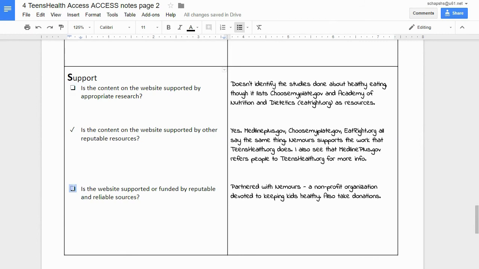I know that the Nemours site, after doing a little bit of research, is a really reputable site. Because they really work with them and they do a lot of the funding, I'm going to give this one a check because it does seem that it's funded by a reputable, reliable source. And that's it for support.